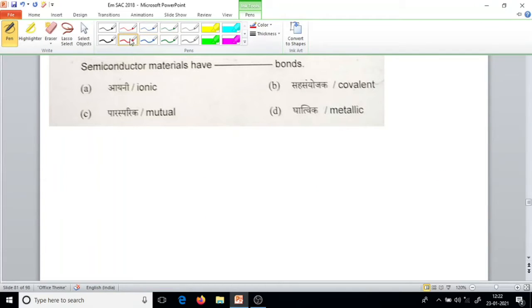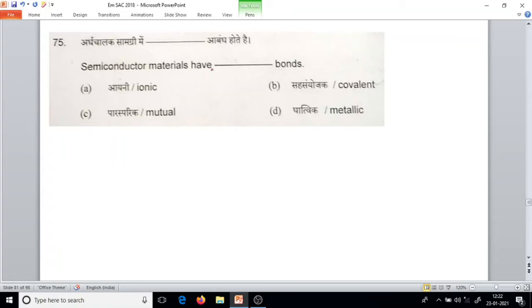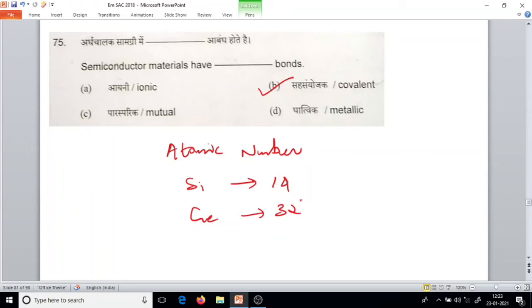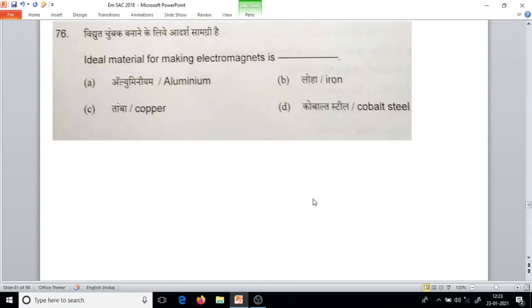Question number 75. Semiconductor materials have dash bonds. That answer is very simple. We know silicon and germanium have covalent bonds. What's the atomic number of silicon? Silicon, that is 14. What about germanium? That is 32. We'll go to the next question. Question number 76. Ideal material for making an electromagnet is iron.